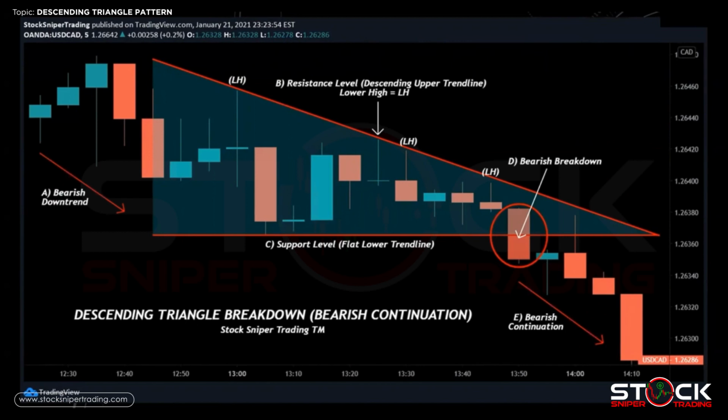And eventually, with increased selling volume and continuing to make lower highs, we get to D, where we get our bearish breakdown, where we get our first bearish candlestick with the body closing below our flat support line. E, we get our bearish continuation and we have increased selling volume, and this creates new lower lows and lower highs, and we can see price action continuing to decrease. This was all spotted by identifying the descending triangle, as it's a bearish continuation pattern.